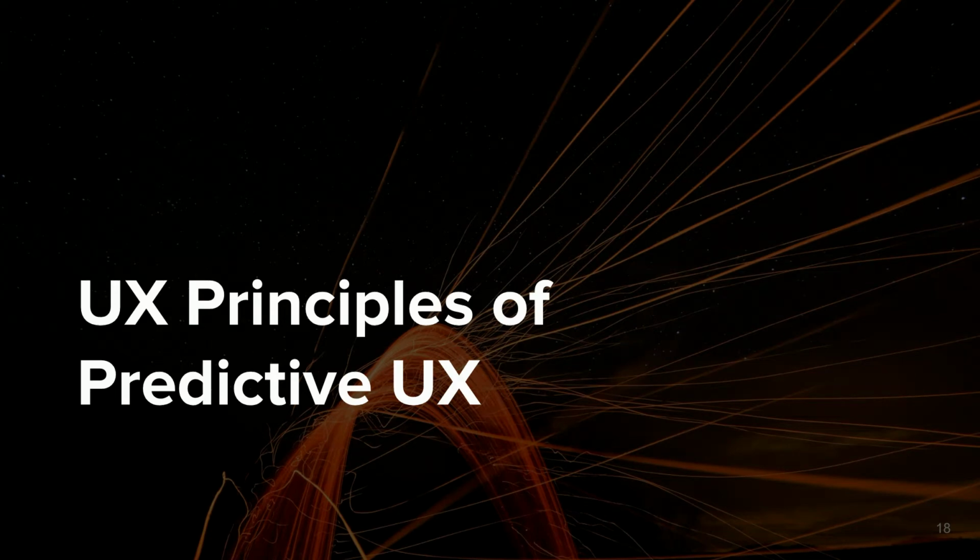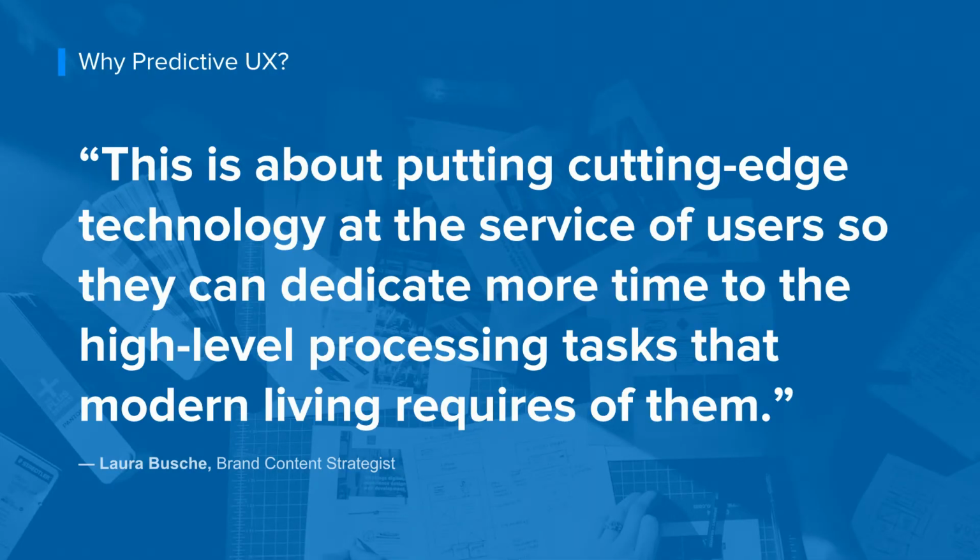So we've talked about what predictive UX is and a little bit about how it works in the background, or how it could potentially work. But I want to start this off with why predictive UX. Laura Bush wrote, "This is about putting cutting edge technology at the service of users so they can dedicate more time to the high level processing tasks that modern living requires of them." And we keep asking a lot more of our users with every technological innovation that people come out with. So I think this is a really great use case for why you would want to use it.